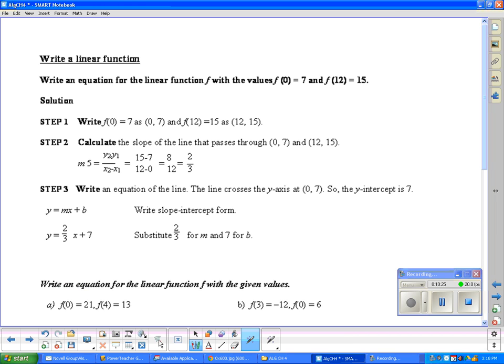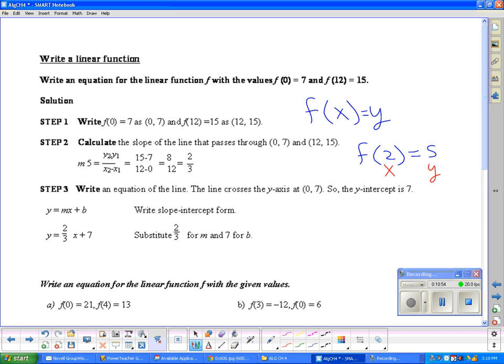The advantage of writing it like this: if I say f of 2 is equal to 5, then I know that this 2 is really my x, and that 5 is really my y. So for this function, whatever it is, I know that one of the points is 2 comma 5, and it's built into the equation. I don't have to write it down separately. So let's take a look at some quick things here.